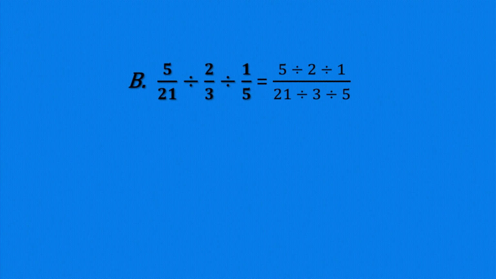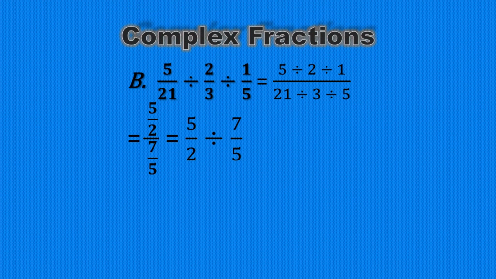It is not compulsory to use reciprocals before you can divide fractions. Look at example B again, and let us divide them directly. The numerator leaves us with 5 over 2, and the denominator is 7 over 5. Such a fraction that has another fraction as either the numerator or denominator is called a complex fraction. And this is the same as 5 over 2 divided by 7 over 5.